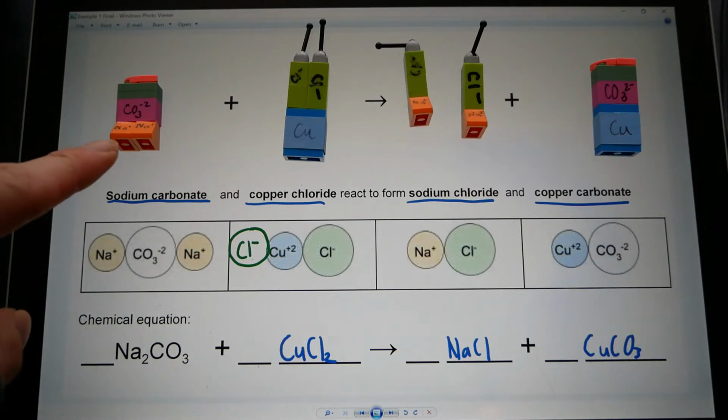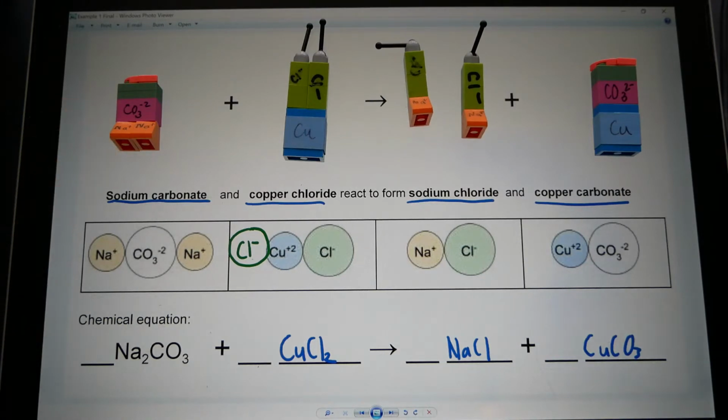So now we have 2 sodium ions on the reactant side, 2 on the product side, 1 carbonate on the reactant side, 1 carbonate on the product side, 1 copper on the reactant side, 1 on the product side, 2 chloride ions on the reactant side, 2 on the product side. This equation is now balanced because we have the same number of each type of atom on both sides of the reaction.